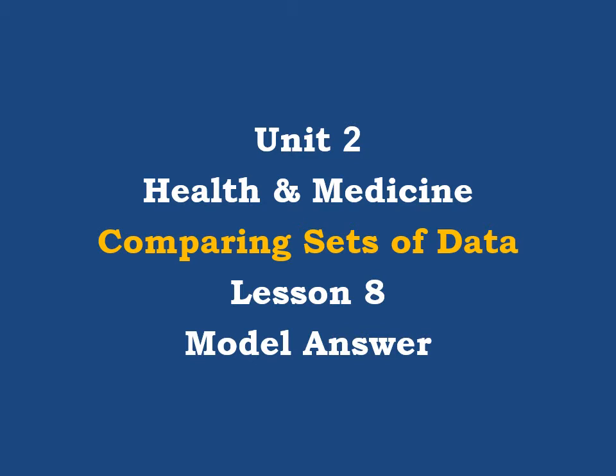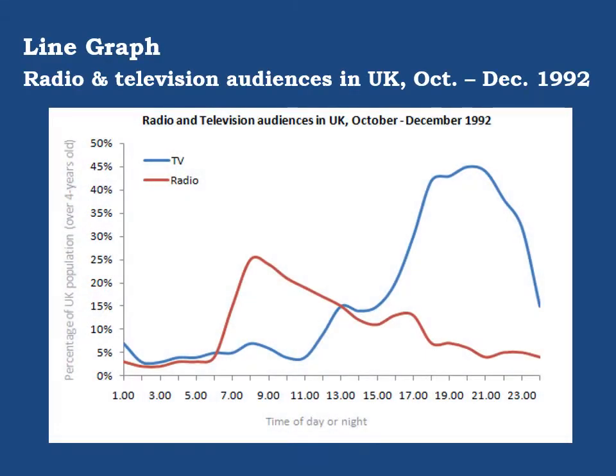And last time you were given an assignment to write a description of a line graph. In this lesson, we will discuss the report or the description of that line graph. So this is the line graph you were supposed to write about. Again, let's just revise the elements that we should include in our report.